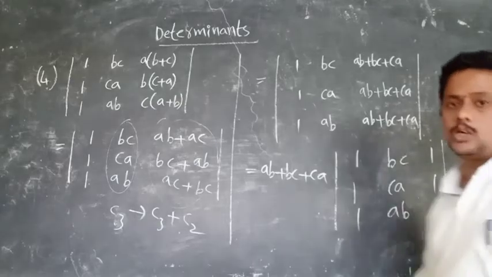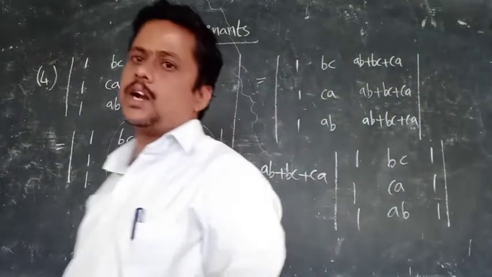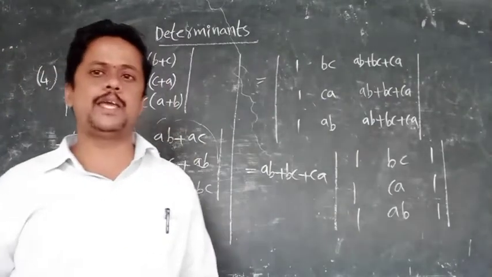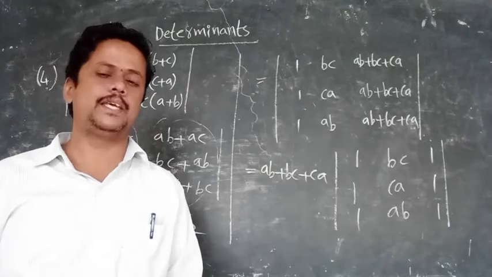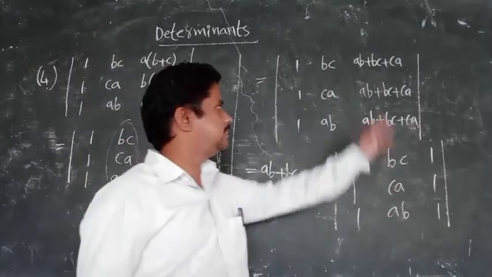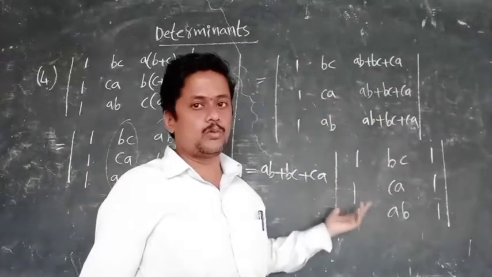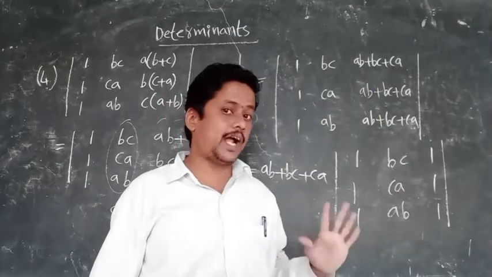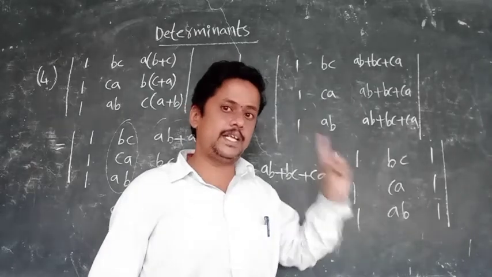Okay, so students feel difficulty here. Why? Because, sir, you are taking common AB plus BC plus CA, sir. So this is only changing, and the rest remains the same. That is a property. Okay, have to think like that. This is not a matrix. Okay, this is a determinant.